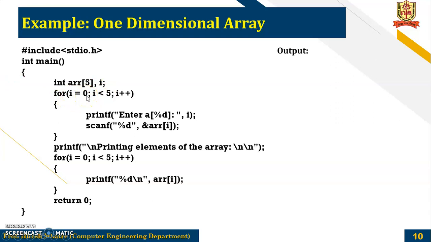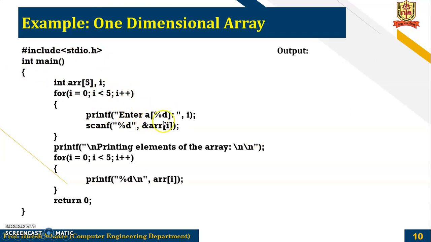Now these loops we have already covered in our previous videos, so you can go through that again. I equal to 0, I less than 5, so 0, 1, 2, 3 and 4. So up to 5 elements we can accept. Then I plus plus, then printf, enter A.